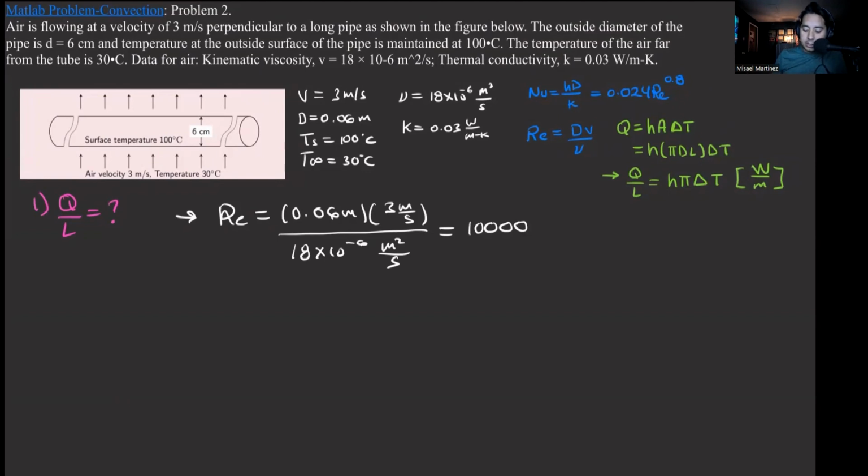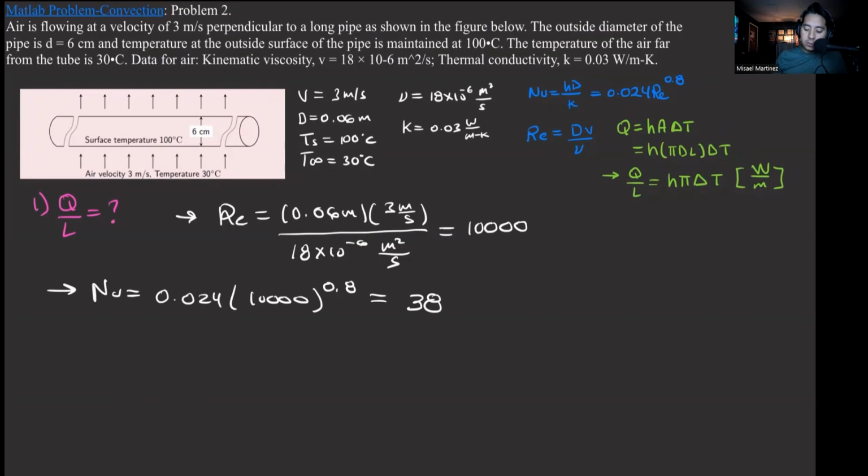Okay, so after that, let's find the Nusselt number. The Nusselt number will be equal to 0.024 times 10,000 to the 0.8. When you plug this in, the Nusselt number should be 38. We are rounding some numbers. Maybe there are some decimals in there, but this is basically rounding to simple numbers.